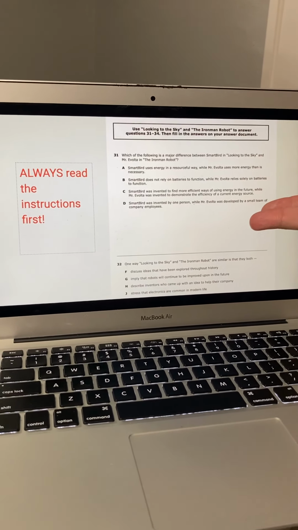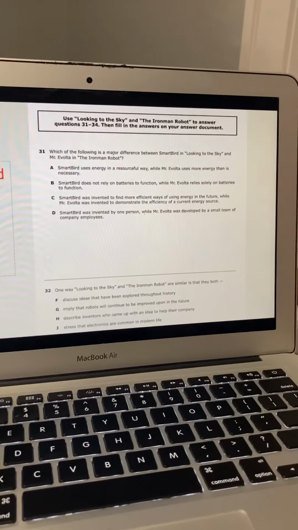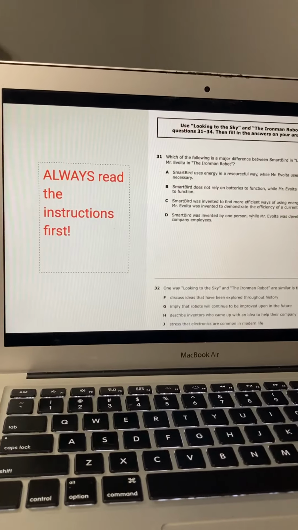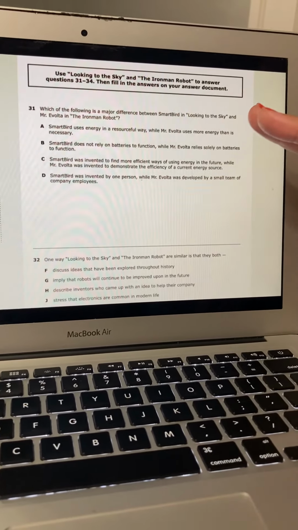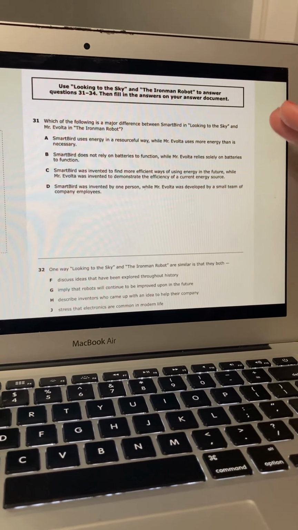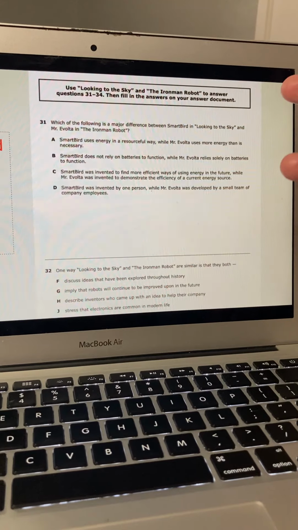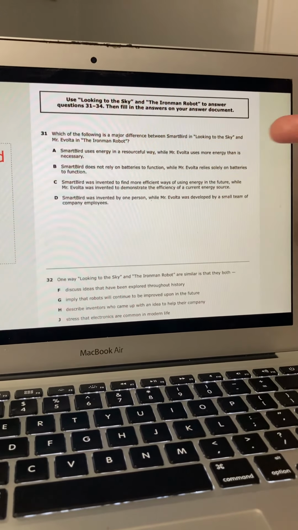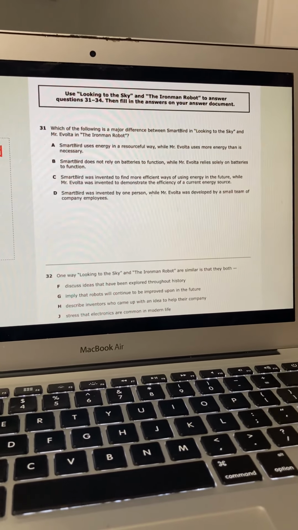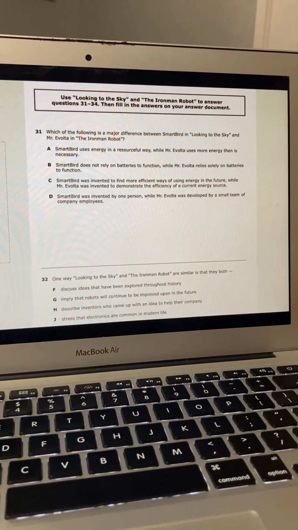So now we're going to go over to the answer choices, and you always read the instructions first. It says use Looking to the Sky and the Iron Man Robot to answer questions 31 through 34. So just 4 questions about these paired passages. Then fill in the answers on your answer document.